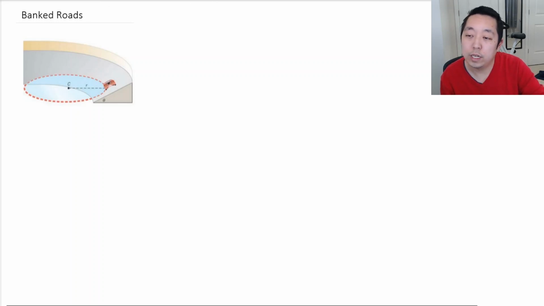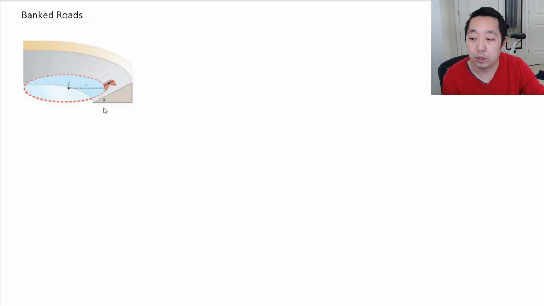So one important kind of free body diagram that's important to set up is ones about banked roads. This has to do with the idea that if you are attempting to drive or make a turn on a circular path, like if you're going pretty slow, it's easy to make a circular turn.